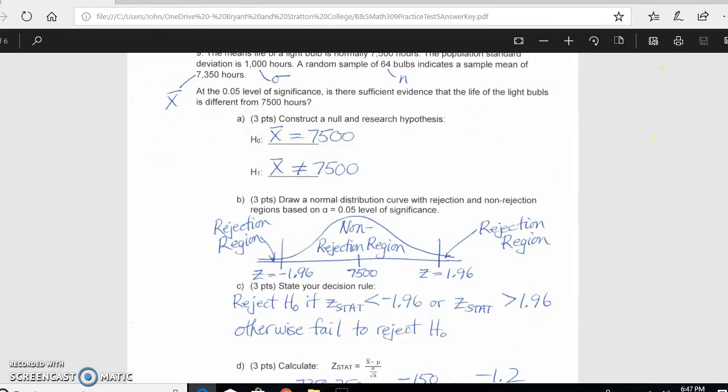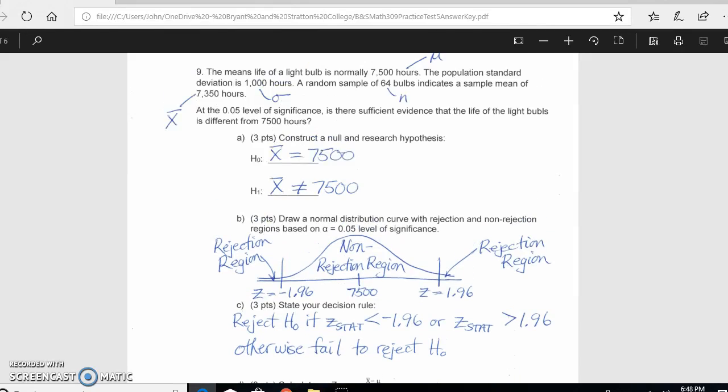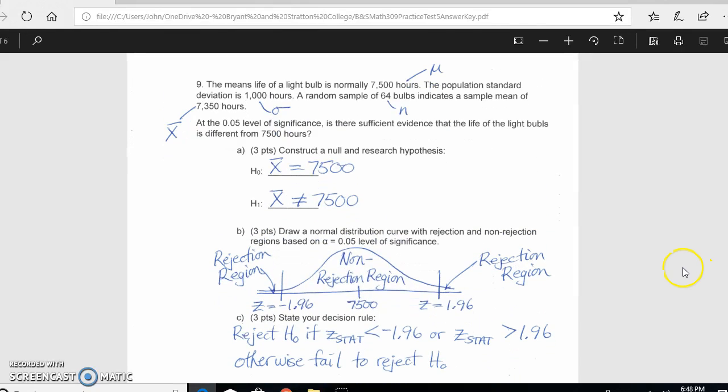And I've made notes here of what each of these numbers represents. The 7,500 hours is the mu, or the population mean, of the light bulbs. The 1,000 hours is the standard deviation for the population. And out of that population, we took a sample of 64 bulbs, which is our sample size n, and we had a sample mean x bar of 7,350 hours.